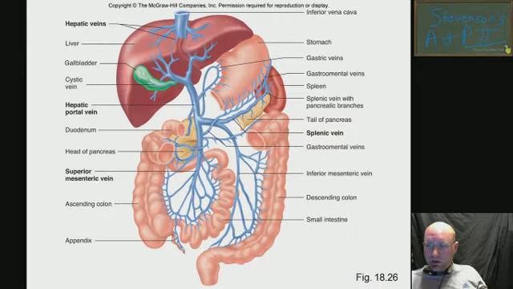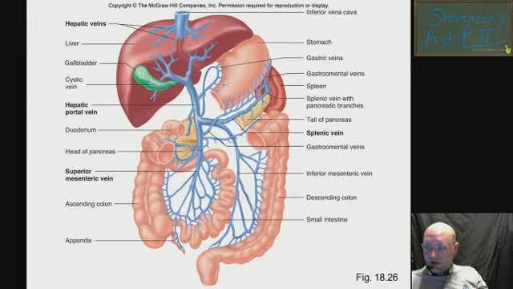Okay, hepatic veins, hepatic portal system, moving blood to the liver for the liver to filter that blood and clean it up. Your gallbladder, liver, what are they being drained by? Hepatic veins. The gallbladder is being drained by the cystic vein. What drains the stomach? The gastric veins. Oh, that one's pretty easy to remember, right? Spleen, the splenic veins.